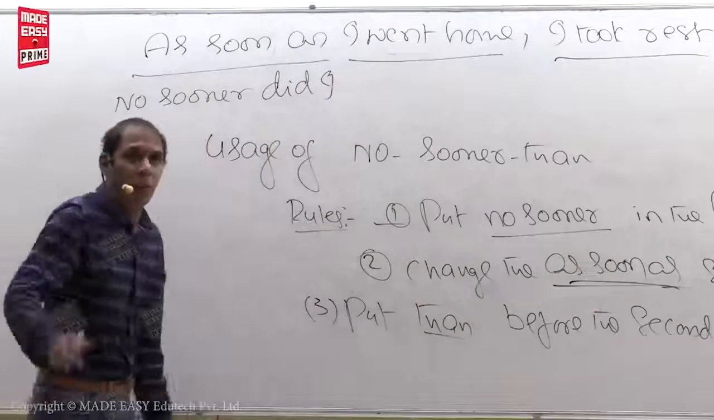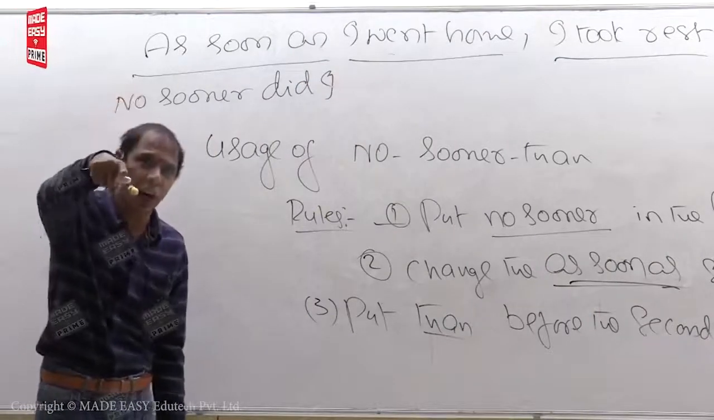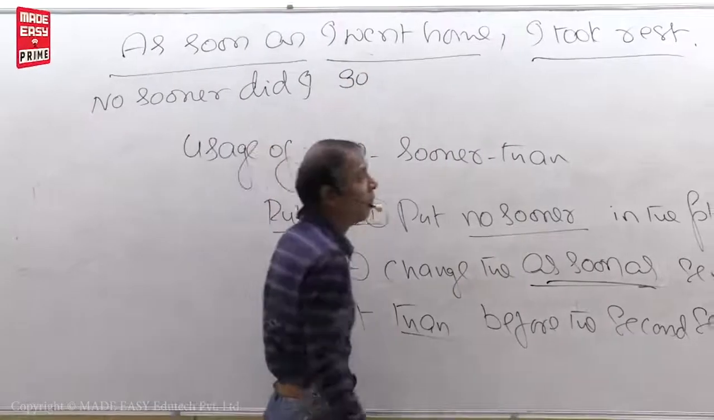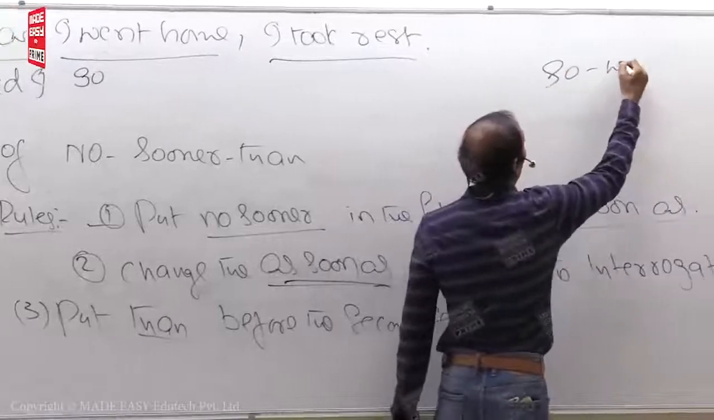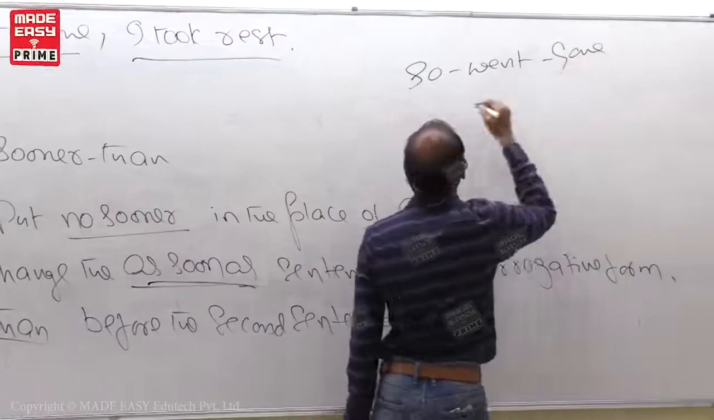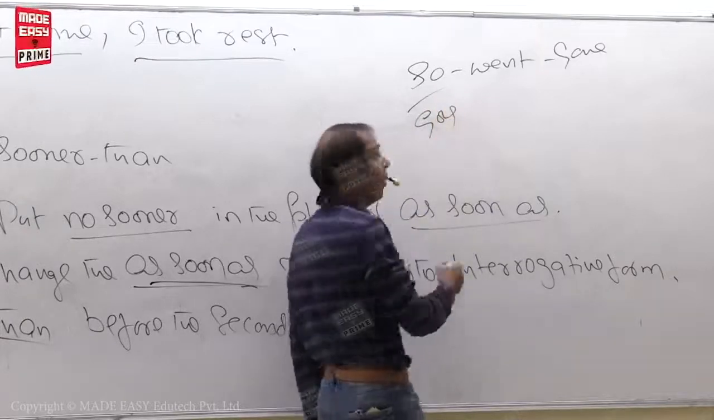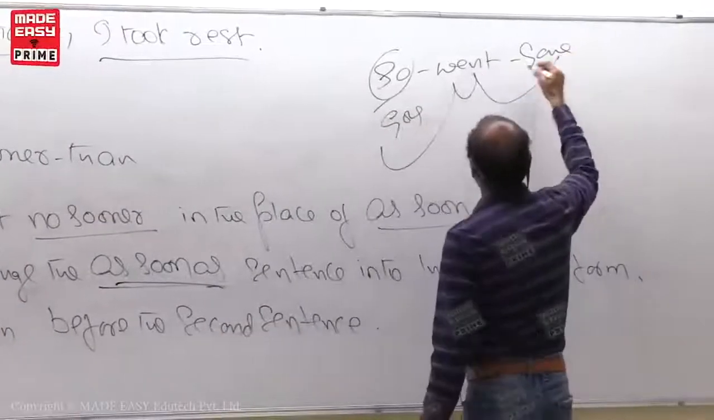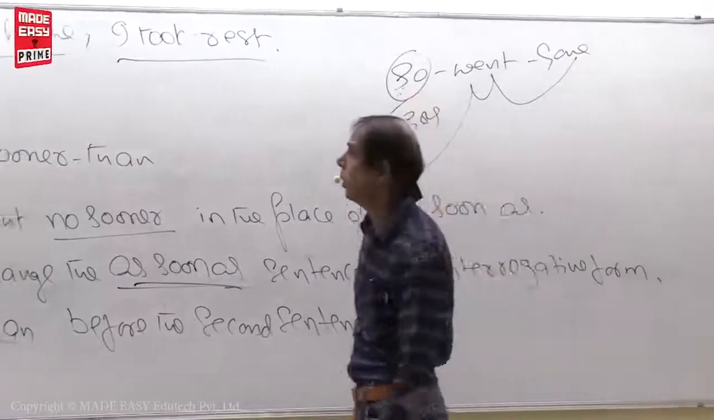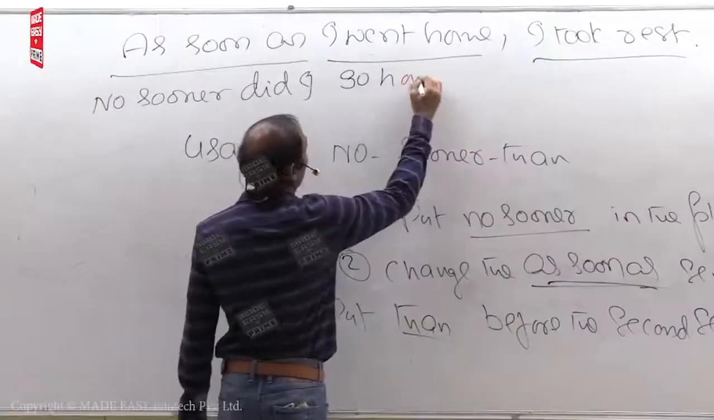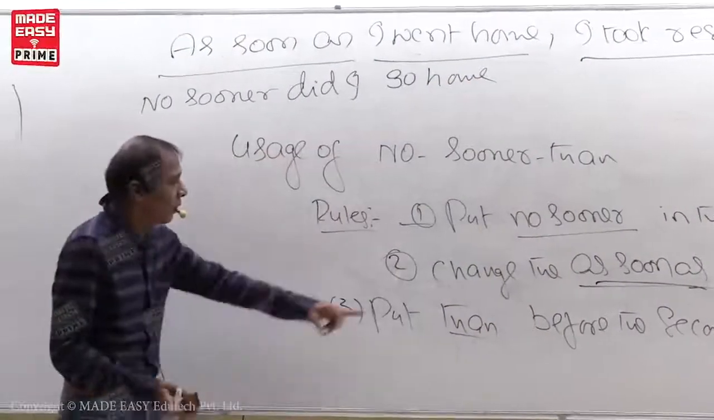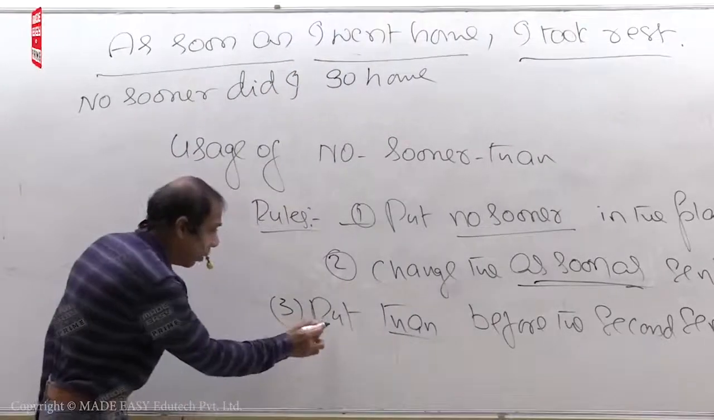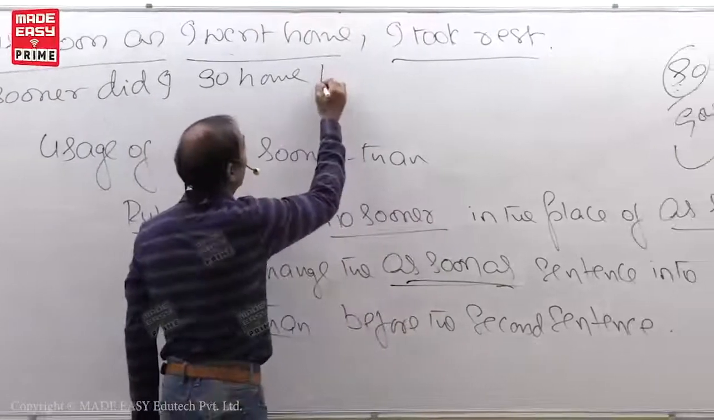Did I? When we borrow do, does or did, I told you, put the root verb. What is the root verb? Go. See? Go, went, gone. Go, goes. What is the root verb? Go. For goes, went and gone, go is the root verb. Did I go home? Yes. Rule number 2 is done. We have changed the as soon as sentence into interrogative form. Done. Rule number 3: put than before the second sentence. Put than.